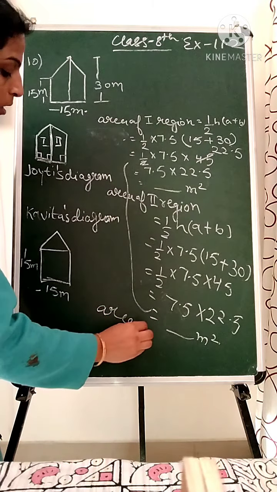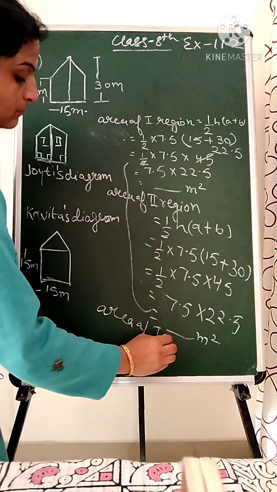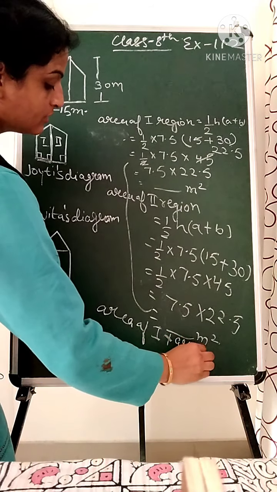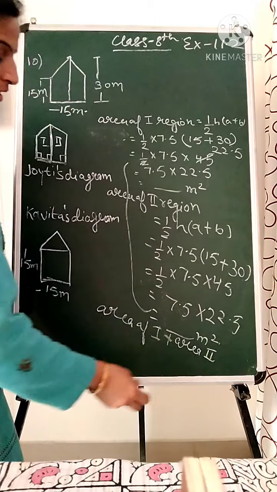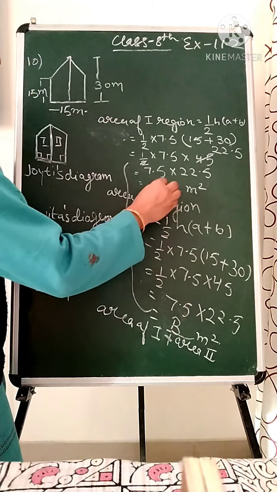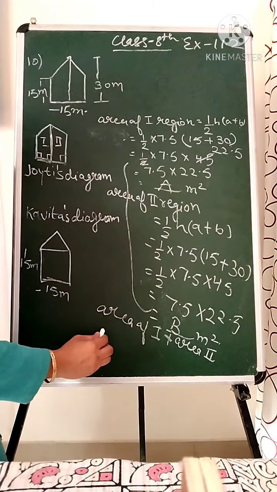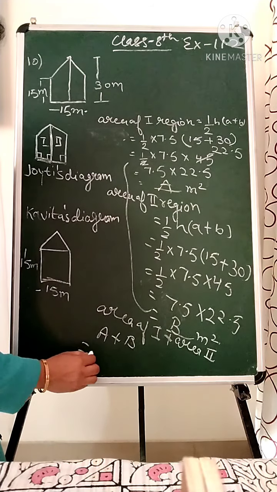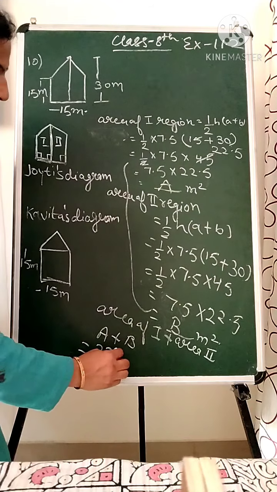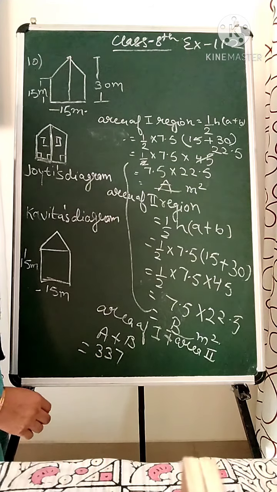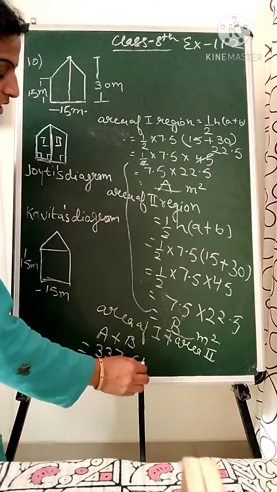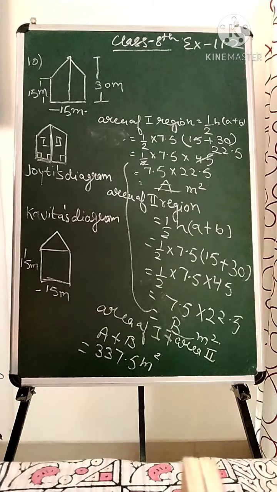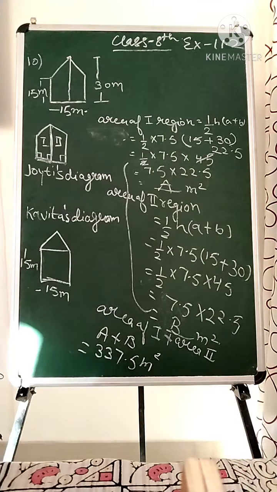Then add these two: area of region 1 plus area of region 2. Let us suppose here it is coming B, here it is coming capital A. Then add it, A plus B. After solving the calculation, your answer must be equal to 337.5 meter square. If you have any doubt, then please tell me in the WhatsApp group. Is it clear, beta?